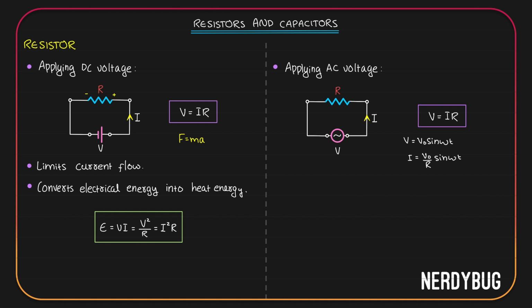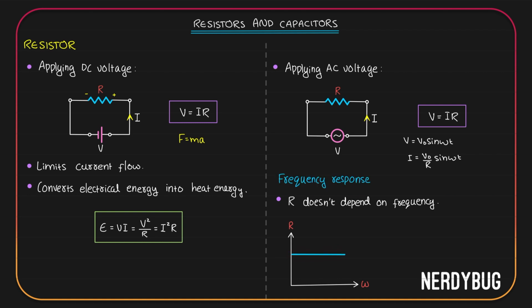But my question is, does anything happen to the resistance of the resistor because the applied voltage is alternating? If I alter omega, which is the frequency of my applied voltage, will it change resistance? The answer is no. Resistance does not depend on the frequency of the input. So if I draw a graph between the resistance of the resistor and the frequency of the input voltage, it will look like this. It is a straight horizontal line because R does not depend on omega. You can call this the frequency response of the resistor.